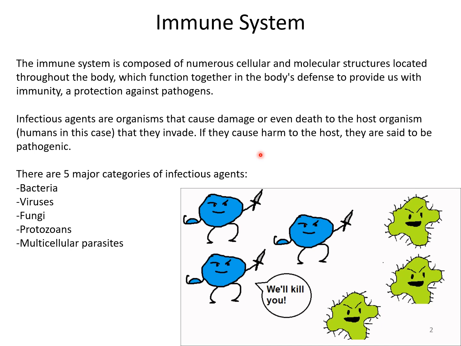If they cause harm to the host, they're said to be pathogenic. Pathogenic meaning that they bring harm or disease. There's 5 major categories of infectious agents. You have bacteria, viruses, fungi, protozoans, and multicellular parasites. So we're going to go through a little detail on each of those.